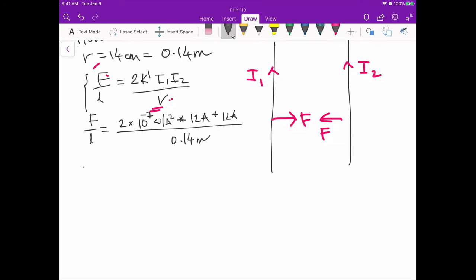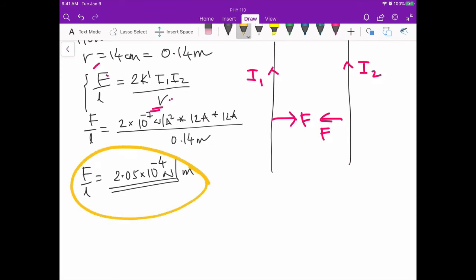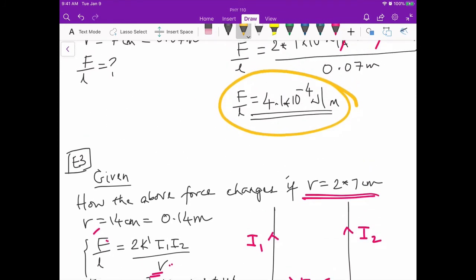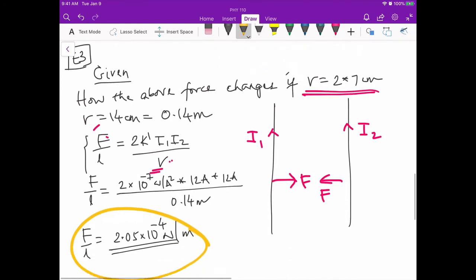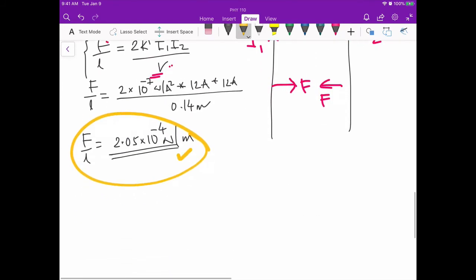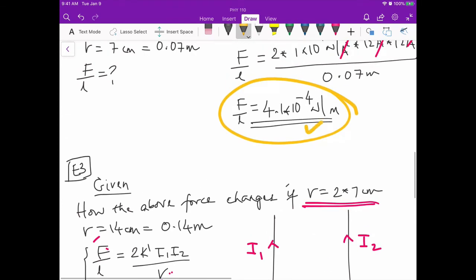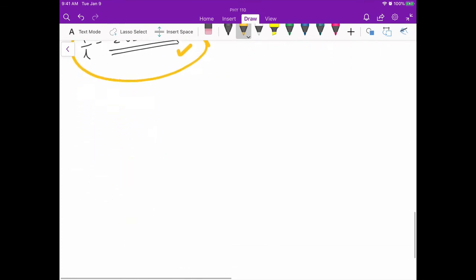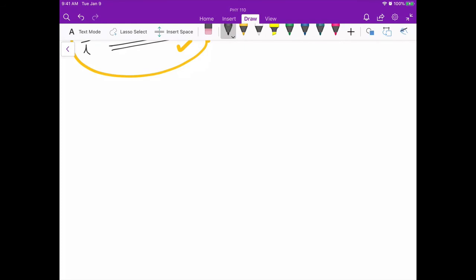So now if you simplify F over L, you're going to get 2.05 times 10 to the power of -4 newton per meter. Look at what you got here: 2.05. What did you get there? 4.1. You see? So you get half. This value is half of this value. Even without calculating, you can answer it by looking at how much the distance increased.